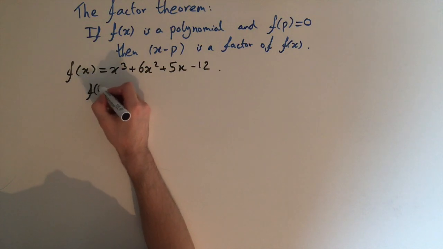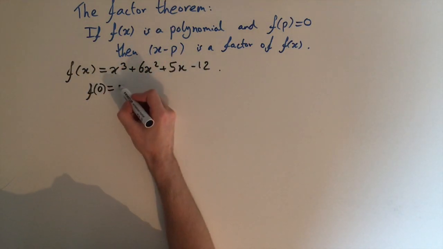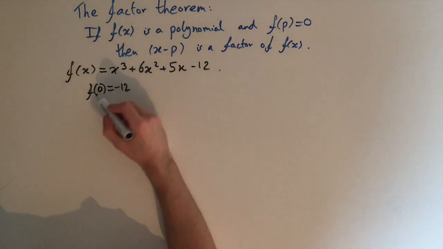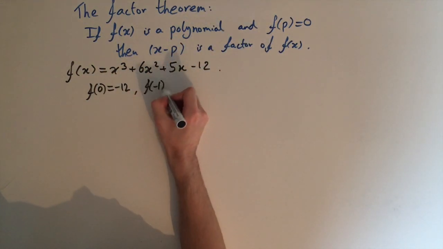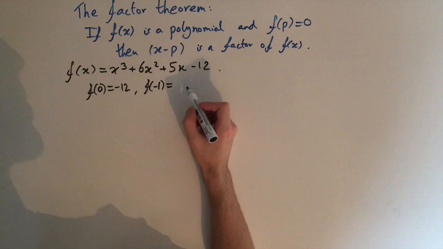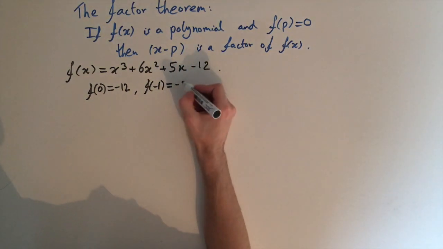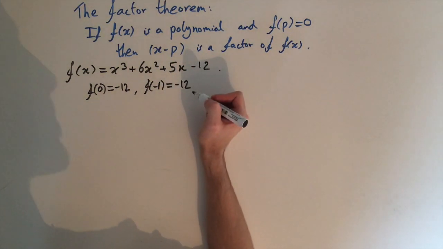So if you test a few values, it's good to start off with some simple numbers. You can try 0, and we'd see that f of 0 is minus 12. So x minus 0 is not a factor. We could also try minus 1, like before, and if you do that, it comes out to minus 12. So again, it's not a factor.